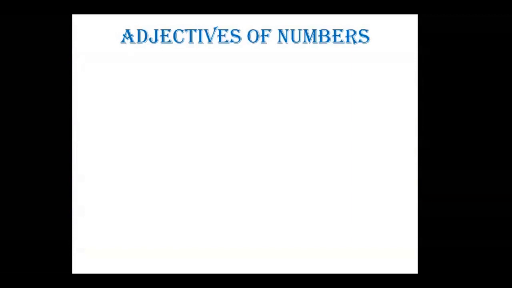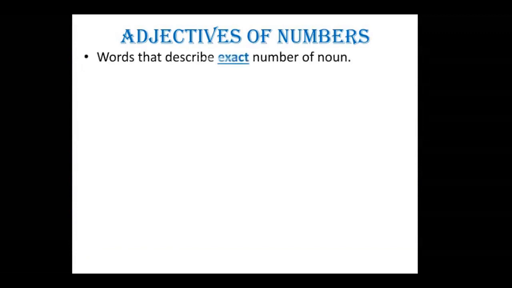From the word numbers, it is very easy to identify them. What are the adjectives of numbers? The words that describe the exact number of nouns. Look at the word exact. I'll explain you with an example.